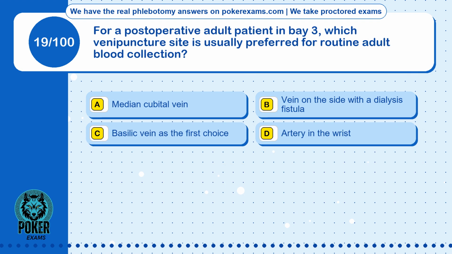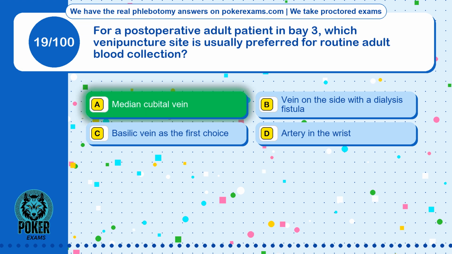Question 19. For a postoperative adult patient in BA3, which venipuncture site is usually preferred for routine adult blood collection? Option A, median cubital vein. Option B, vein on the side with a dialysis fistula. Option C, basilic vein as the first choice. Option D, artery in the wrist. The correct answer is option A.